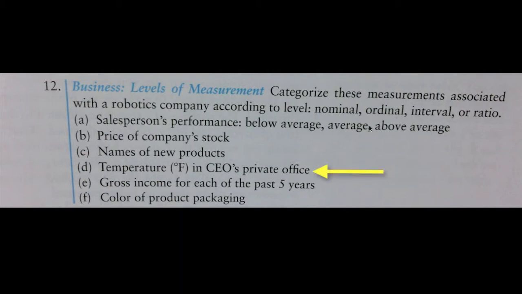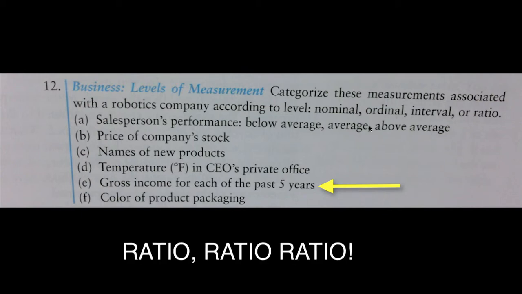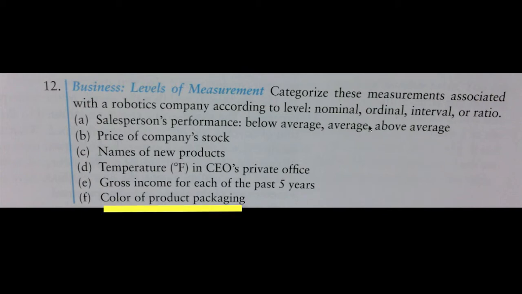Temperature, this one in degrees Fahrenheit in a CEO's private office. Interval. We went over the definition of interval, and the example that was given was temperature, so that is the answer to this one. E, gross income for each of the past 5 years. Again, ratio. And F, color of product packaging. Nominal. It's just listing or labeling the color of packaging. That's the answer to that one, nominal.